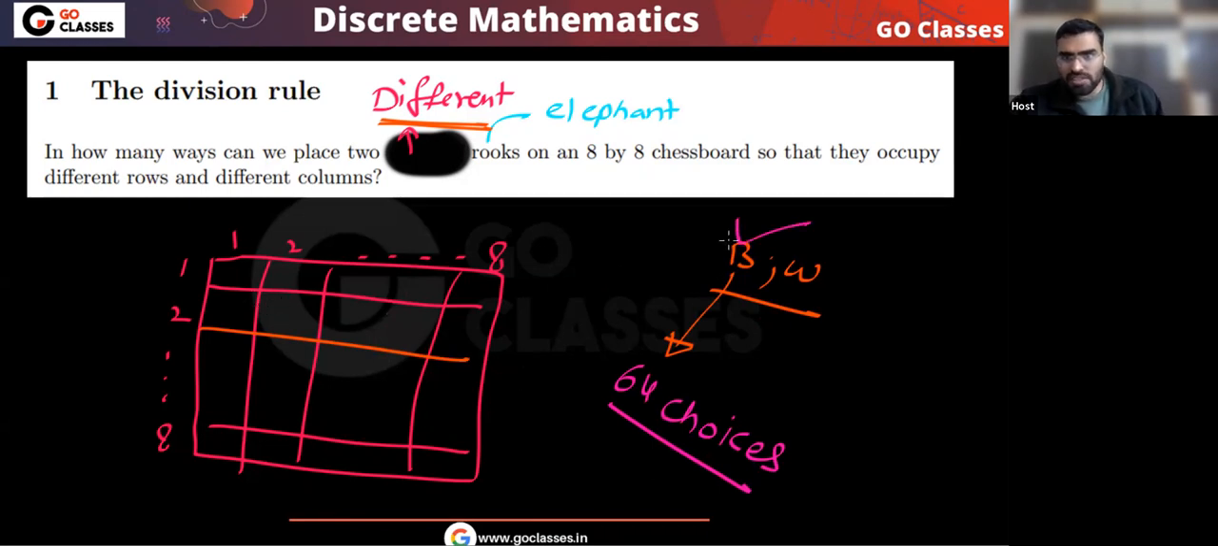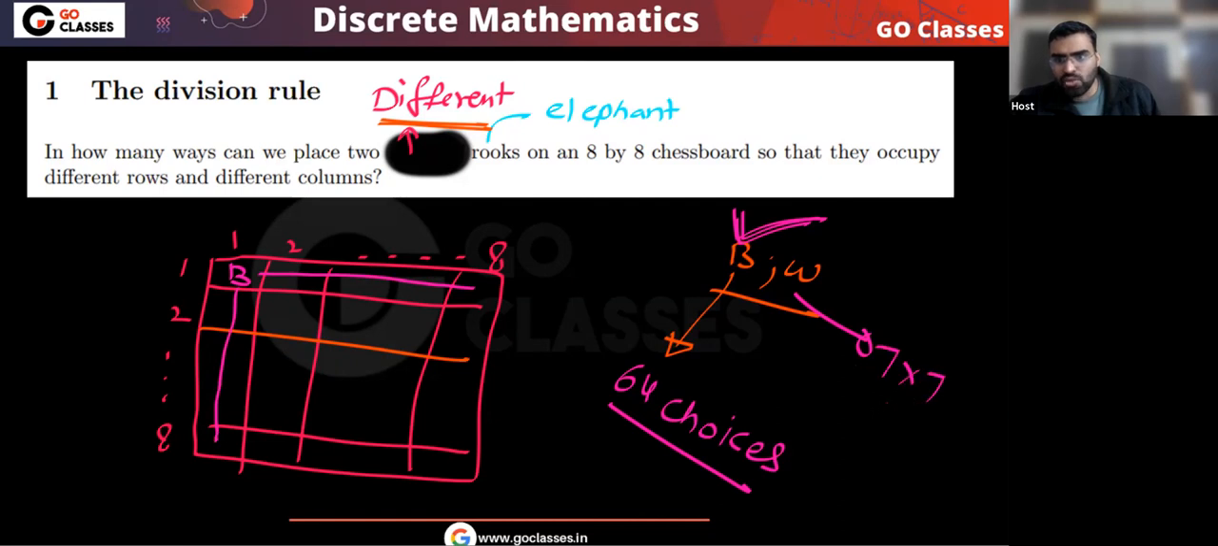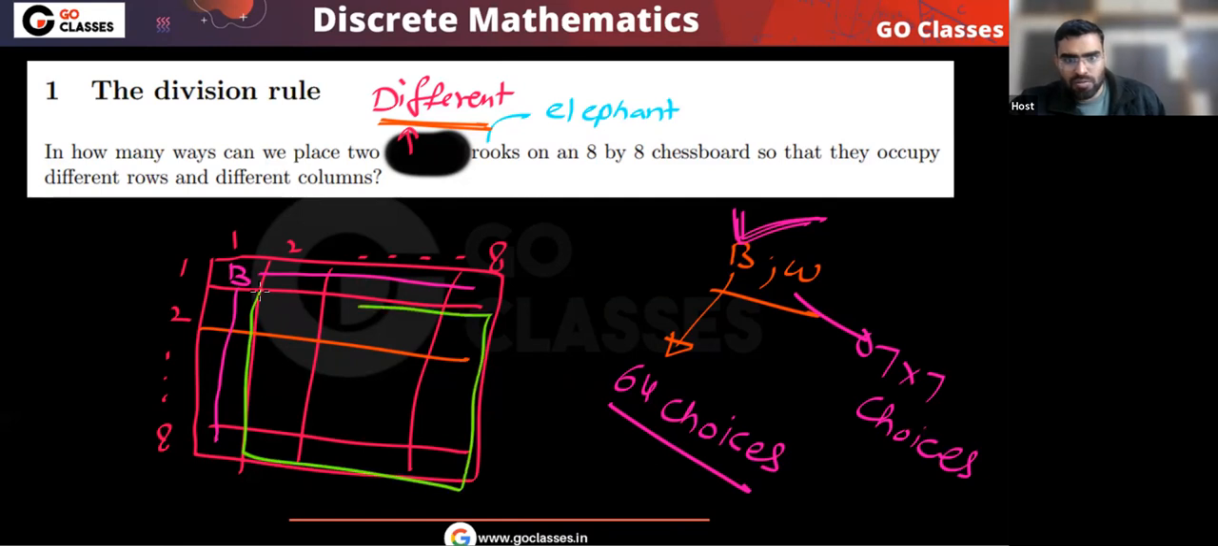Once I put it, once this work is done, how many choices for white? For example, let us assume I am putting black here. Now white cannot be put in this row or this column. So how many choices for white? 49. Yes or no? So total 49 choices, 7 into 7, because now this is just a 7 by 7 chessboard.